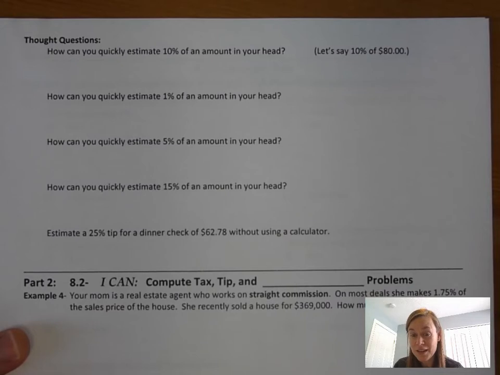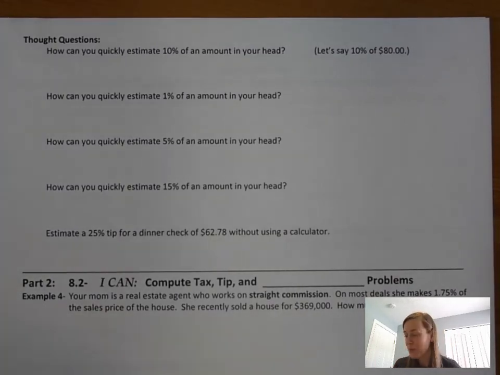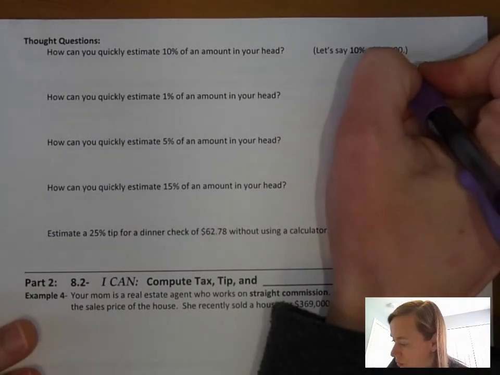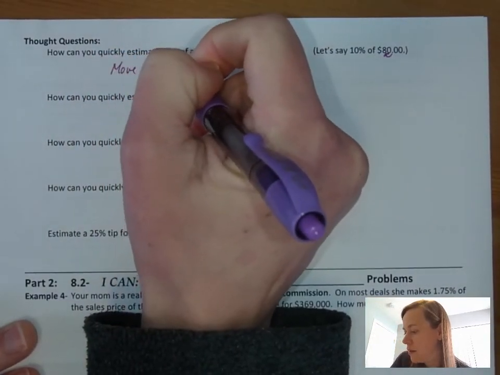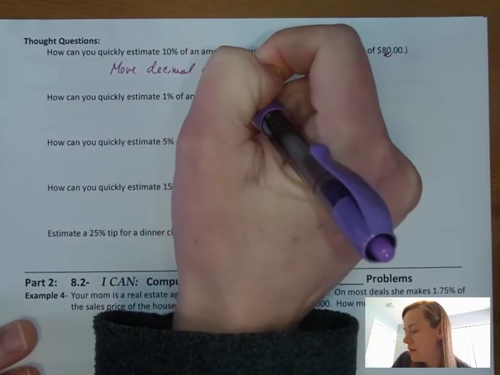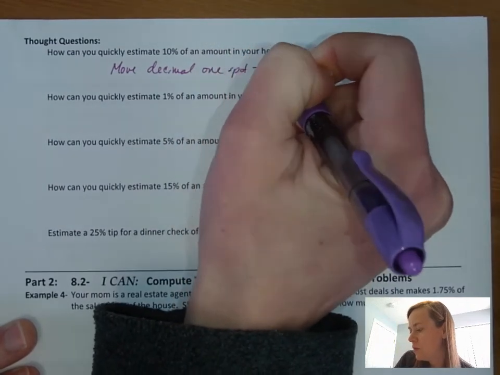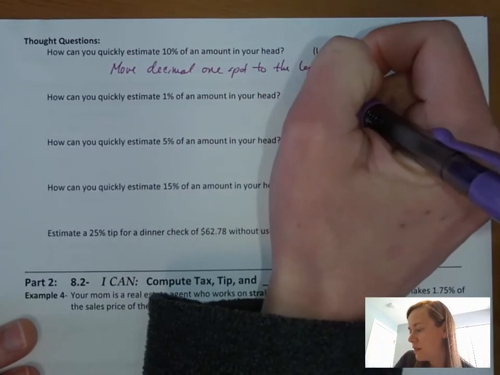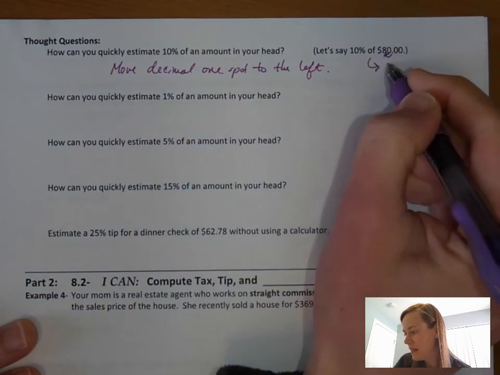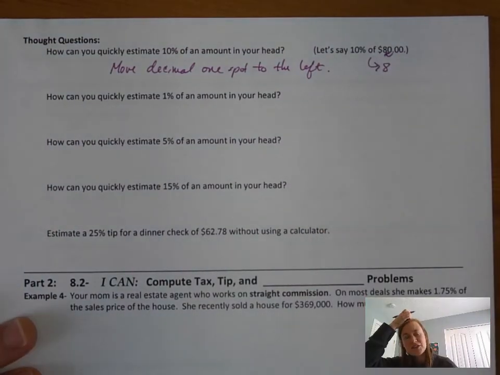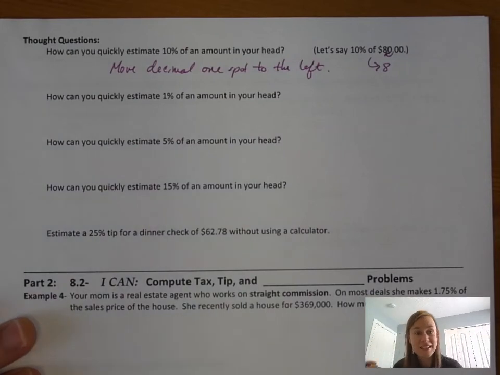Well, to do 10%, you're going to move that decimal place one spot over, in this case, to the left. So move decimal one spot to the left. All right, so when you move that to the left, in this case, it's going to be an 8. And that's not just estimating, that is precise in that case.